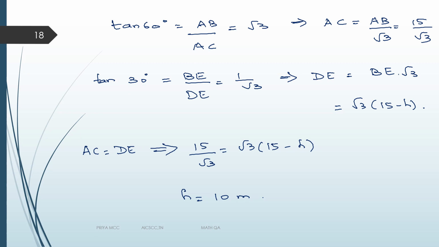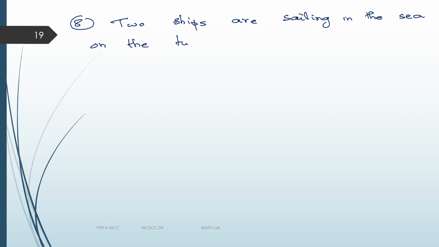Now, one final problem. This is a very interesting problem actually, but let's see. Two ships are sailing in the sea on the two sides of a lighthouse. Two different sides.